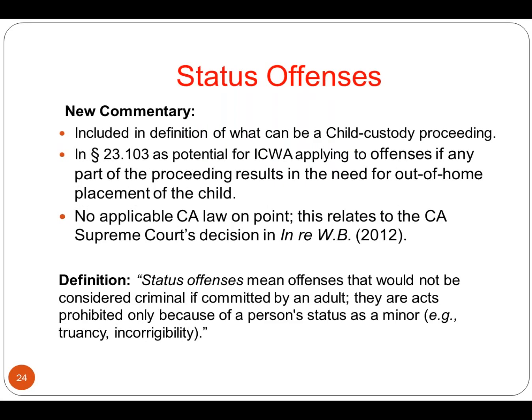Status offenses. The new commentary tells us that the Indian Child Welfare Act applies to status offenses if any part of the proceeding results in the need for an out-of-home placement of the child. Now, California law doesn't have any provision on point, and this goes back to the WB case decided in 2012. But a status offense under the regulations is an offense that would not be considered criminal if committed by an adult. In other words, these are acts that are prohibited solely because of a person's status as a minor, like truancy or incorrigibility.